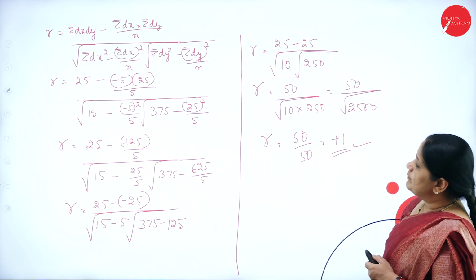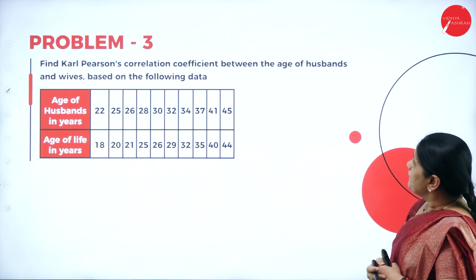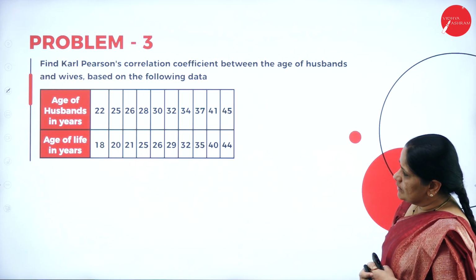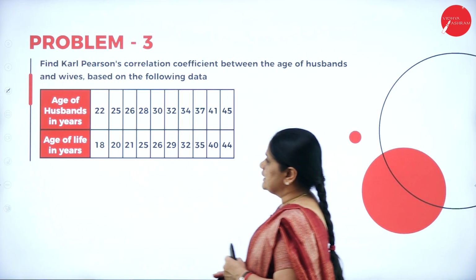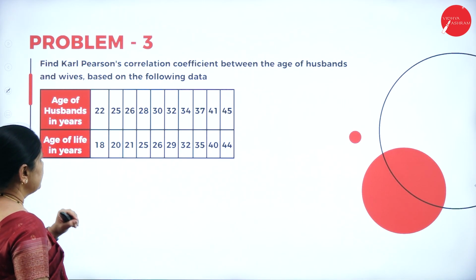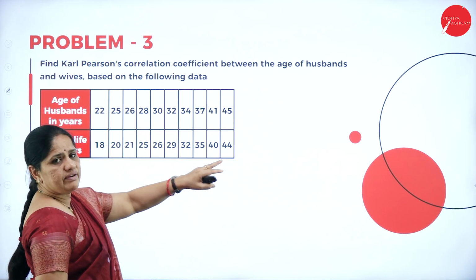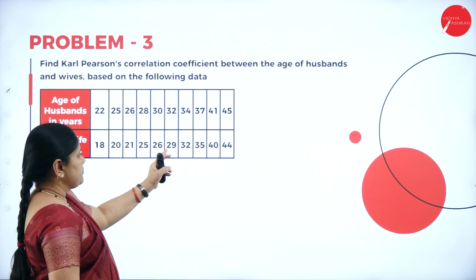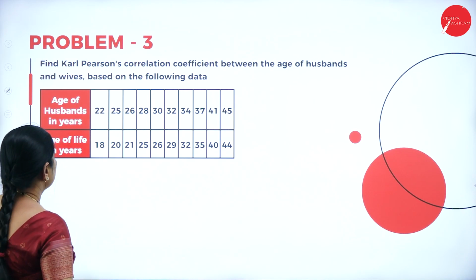Now the next problem: find Karl Pearson's coefficient of correlation between the age of the husbands and wives based on the following data. So the age of the wife in years and the age of the husband in years. They have given here 22, 25, 26, 28, 30, 32, 34, 37, 41 and 45, and 18, 20, 21, 25, 26, 29, 32, 35, 40 and 44.